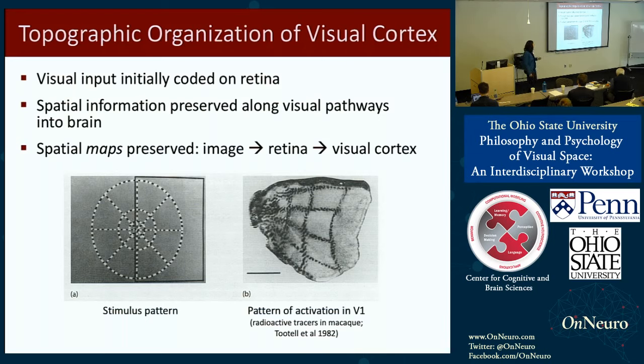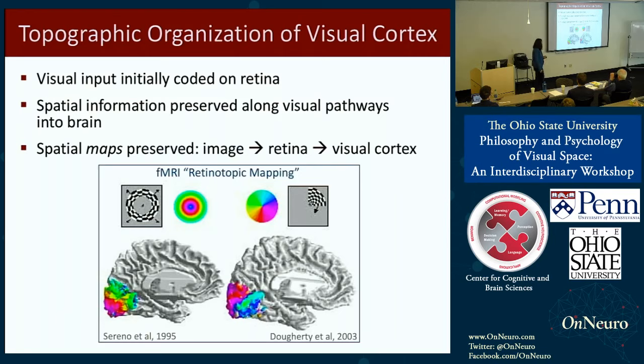This was done in macaques, in monkeys, a radioactive tracer study. So they had these tracers that were injected into the neurons of monkey primary visual cortex, and then they flashed these checkerboard patterns, and what you can see is that the patterns of neurons activated when viewing this stimulus really preserve much of the relationships that you see in the image. Nowadays, we do this in a much less intrusive way.